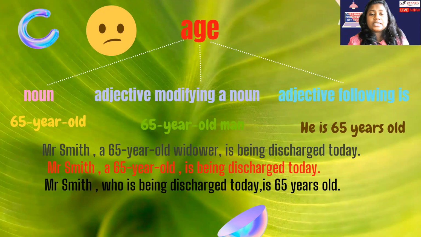Mr. Smith, a 65-year-old widower, is being discharged today. That is, age is used as an adjective modifying a noun, and widower is the noun. Then, a 65-year-old is being discharged today. There it is simply used as a noun. Then, Mr. Smith, who is being discharged today, is 65 years old. There we have added "is," so S is there. So we have to add S along with year also. So it is 65 years old. Okay.